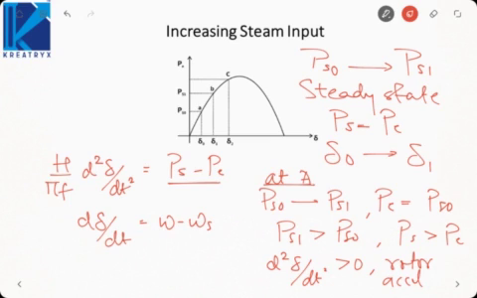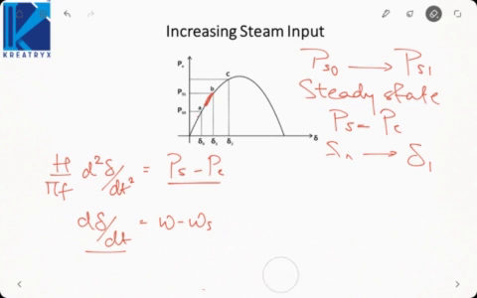Under steady state, speed should have been equal to synchronous. Now when the rotor accelerates, speed will become greater than synchronous, due to which d delta by dt will be greater than 0 and delta will increase, because for an increasing function the slope is always greater than 0. So if d delta by dt is greater than 0, we can say that delta increases. Now if delta increases, we will slowly move from A towards B.